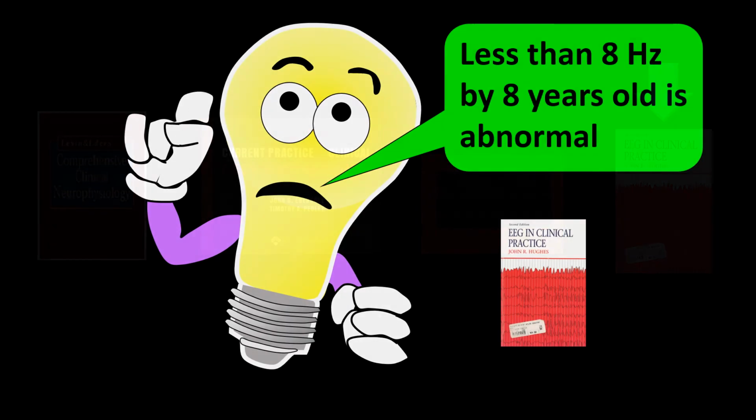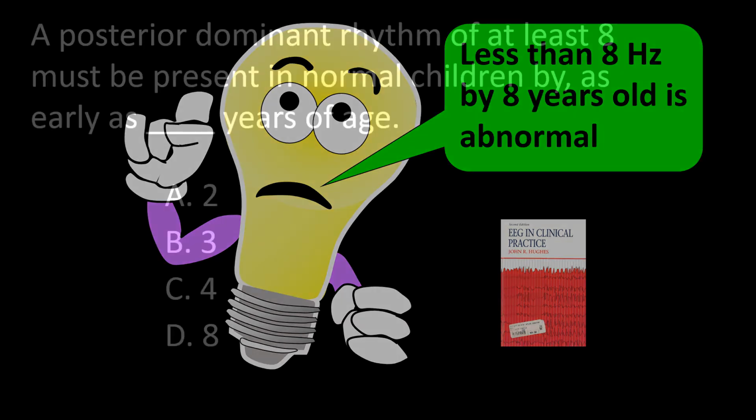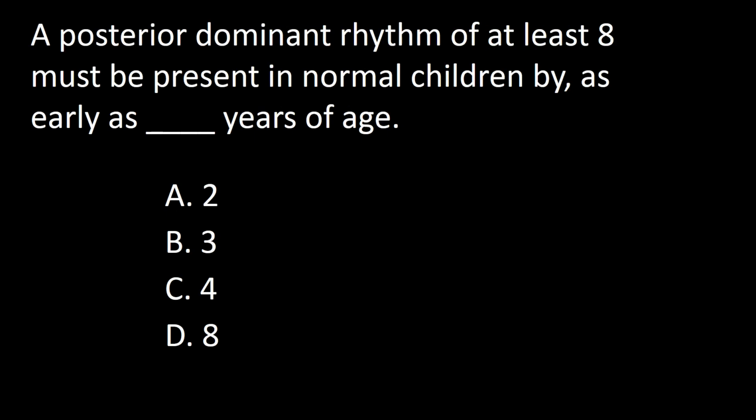Hughes' book, EEG in Clinical Practice, makes it very simple. It established that less than 8 Hz by 8 years is abnormal. So the answer to this question is D.